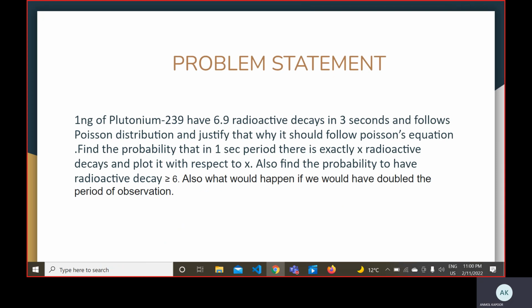Now we are going to discuss this question, which is based on the previous theory. We are having 1 nanogram of plutonium-239, which is a radioactive material, and it has 6.89 radioactive decays in 3 seconds. And it is given to us that it follows Poisson distribution. So first we are going to justify why it should follow Poisson distribution.